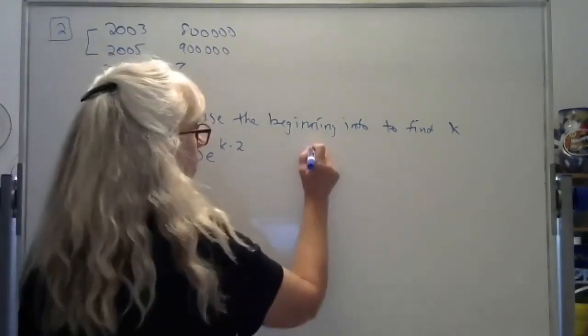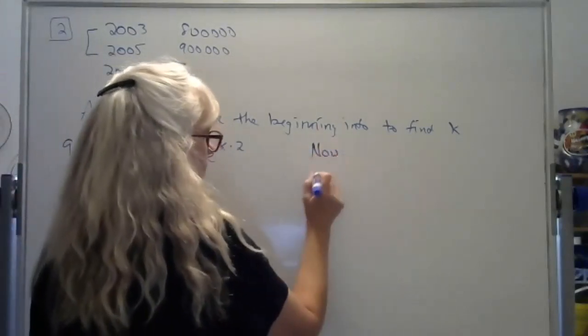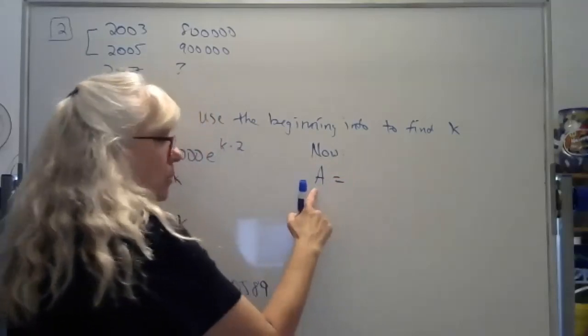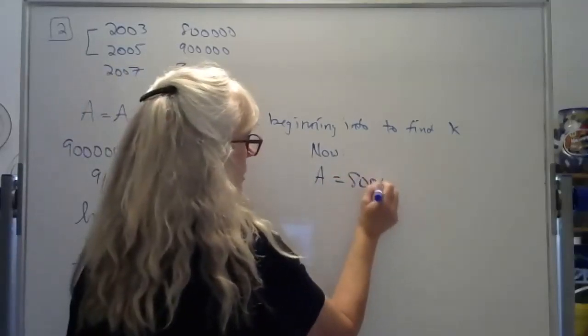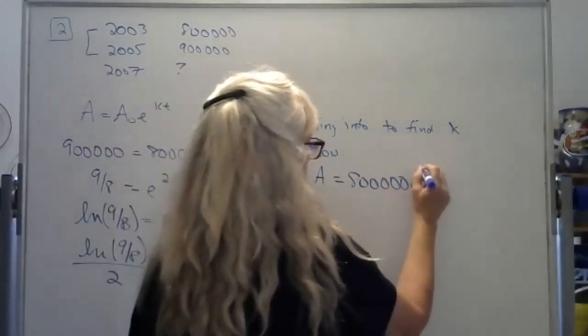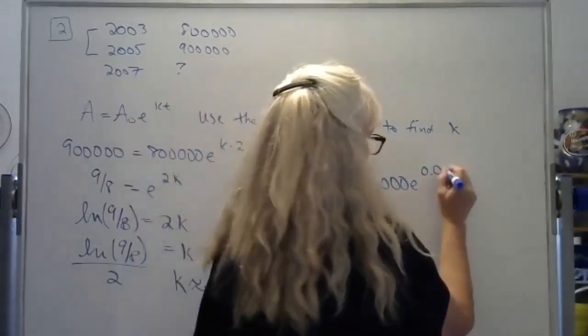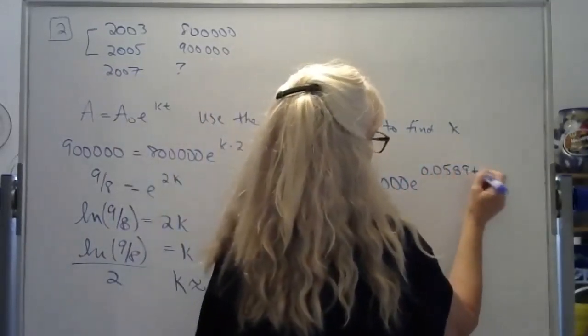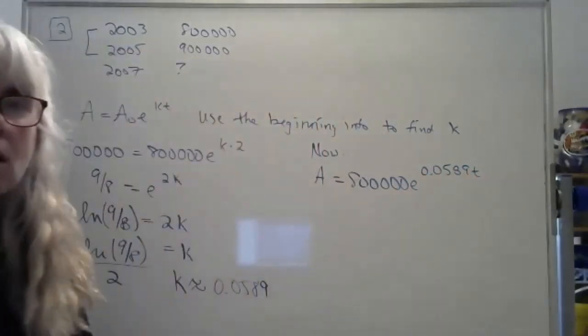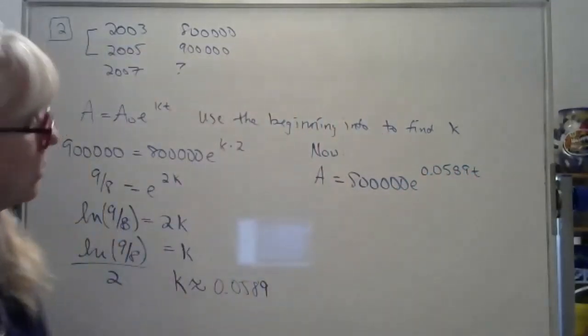So now we have a formula that says the population at any point in time is going to be equal to the initial 800,000 e to the 0.0589 times t. So now if you give me a year, I can tell you the population. So we've written our own formula. We wrote a function.